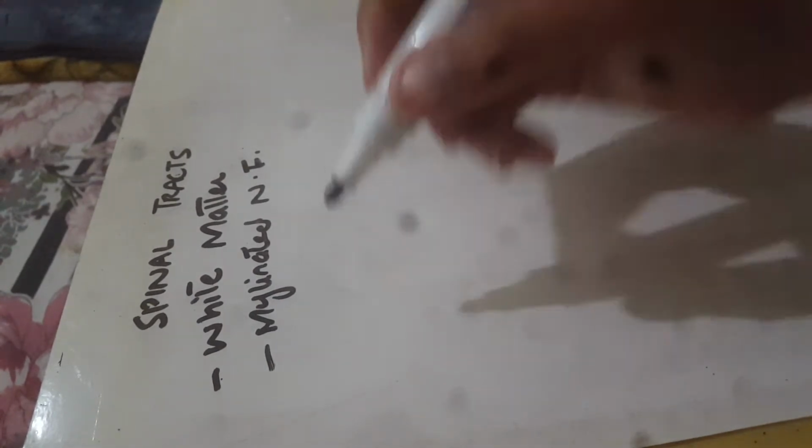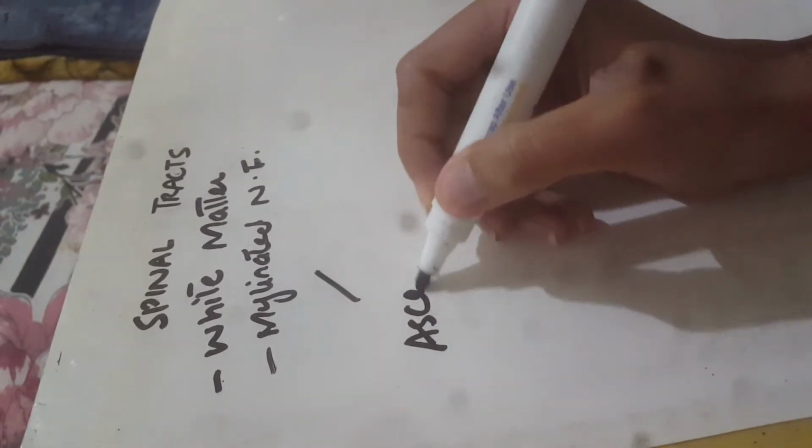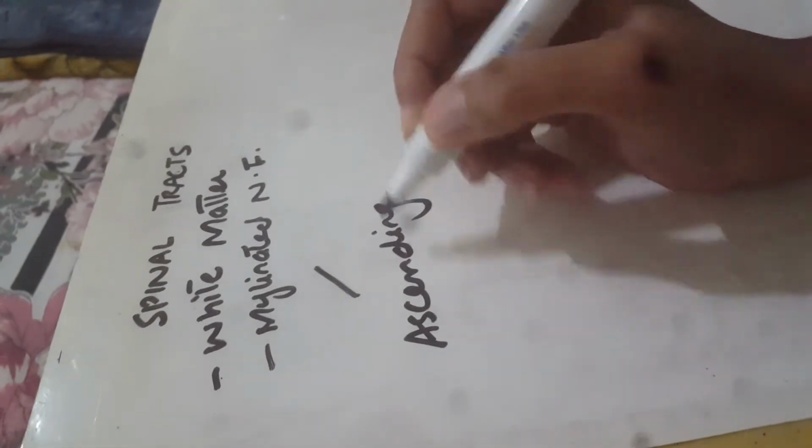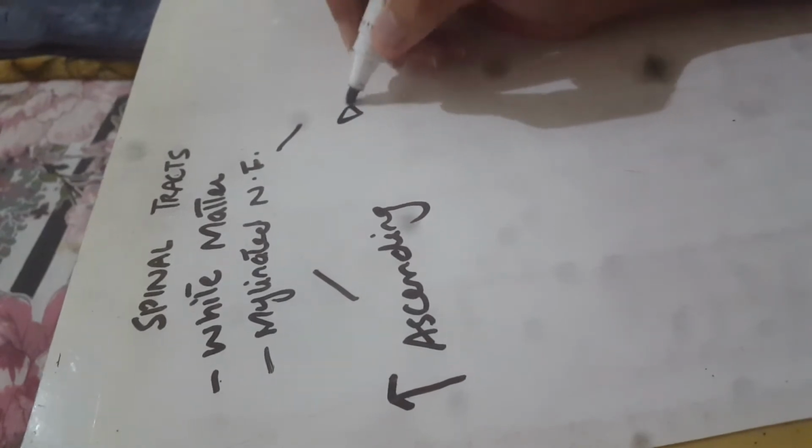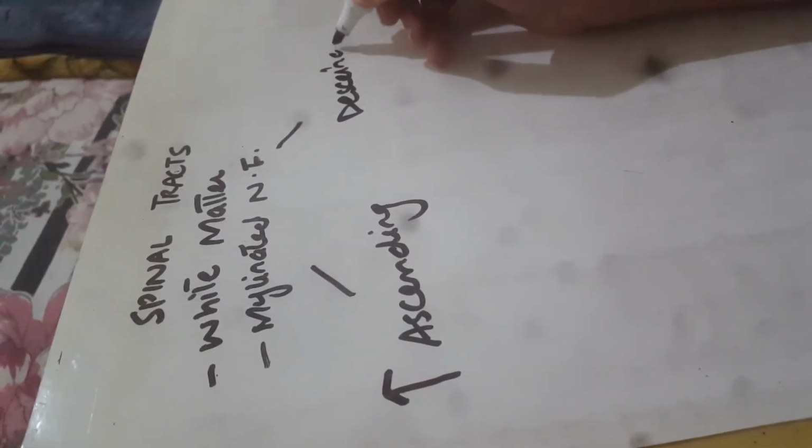Now we have two types of spinal tracts. We have the ascending spinal tract, ascending meaning from lower to upper, and we have the descending spinal tract, descending from upper to lower, right?